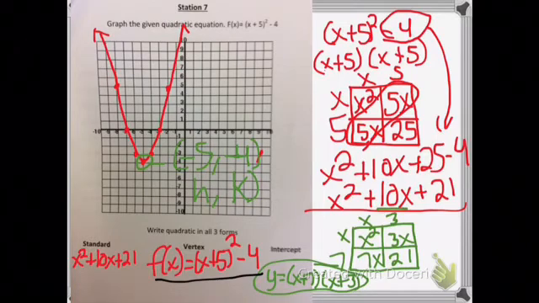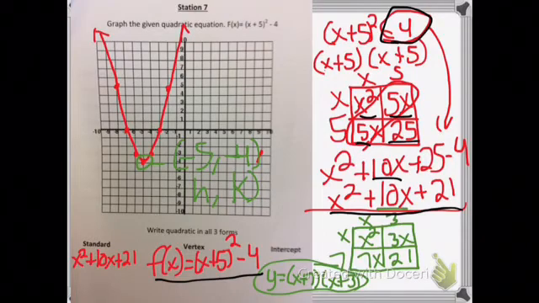So right here I do (x plus 5) squared, the same thing as (x plus 5) times (x plus 5). I set up my box. x times x is x squared. x times 5 is 5x. 5 times x is 5x. 5 times 5 is 25. Combine my like terms. 5x and 5x give me 10x, plus 25. I cannot forget about my k here, so I have to subtract 4, and I get x squared plus 10x plus 21. That's going to be important to remember in just a moment.